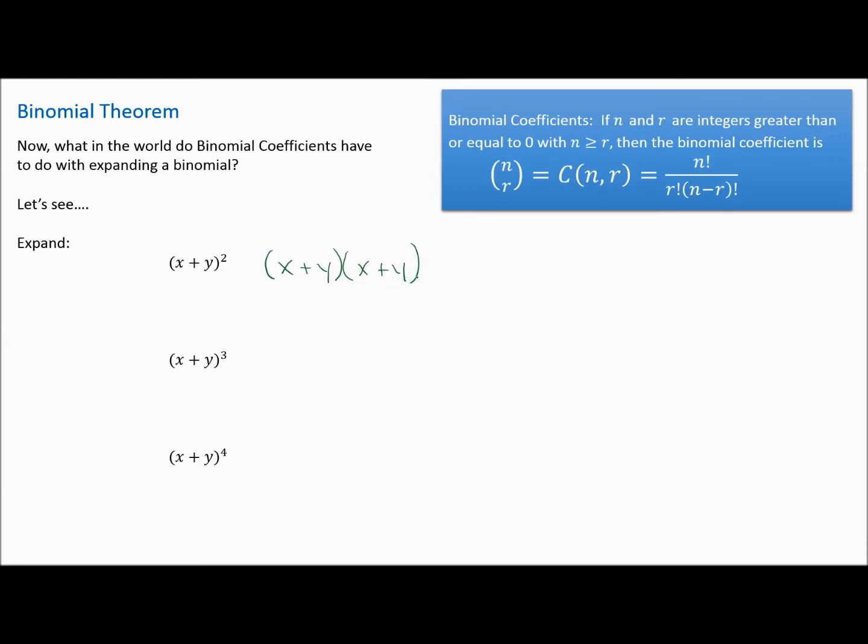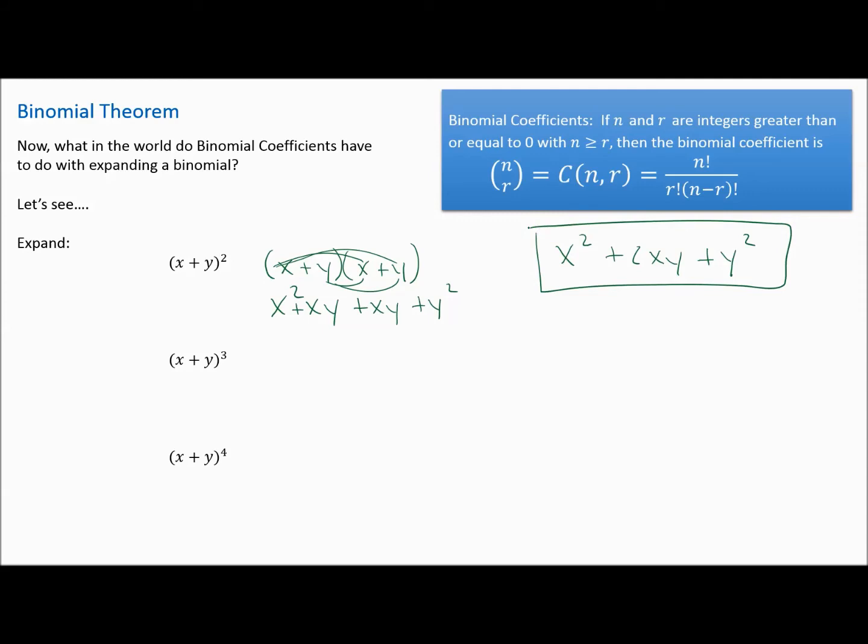Remember, use the FOIL method is what we know now anyway. So x times x is x squared. X times y is xy. Plus y times x is xy. And then y times y is y squared. So over here I have x squared plus 2xy plus y squared. So that is the first one. That is x plus y squared. Now, we're not going to compare it to the binomial coefficients just yet. I just wanted you to see that, okay?